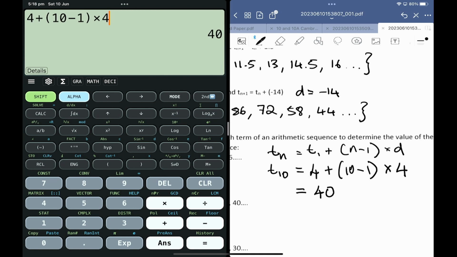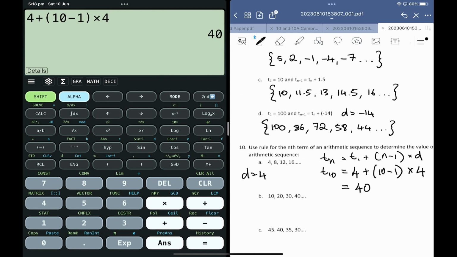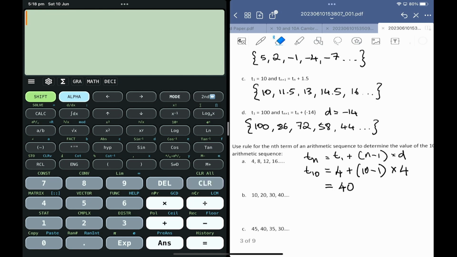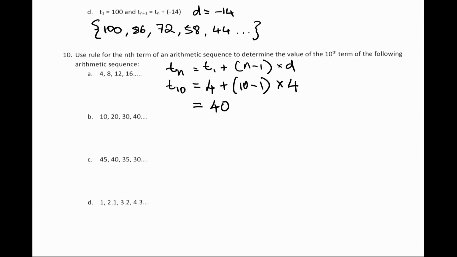that sequence is 40. Now, if you get a question like this in the exam, before you move on, double check it using recursion. So that means I press 4 equals, grab my answer, and I'm going to add on 4 each time. So I press equals once, twice, 3 times, 4, 5, 6, 7, 8, 9, 10. And the 10th is 40, so I know I've got the right answer. I did it with the formula, and then I double-checked using calculator recursion.